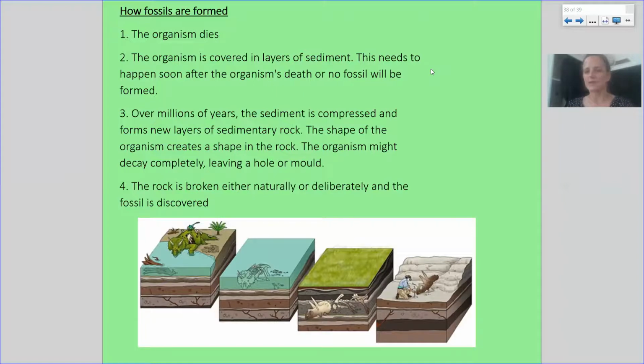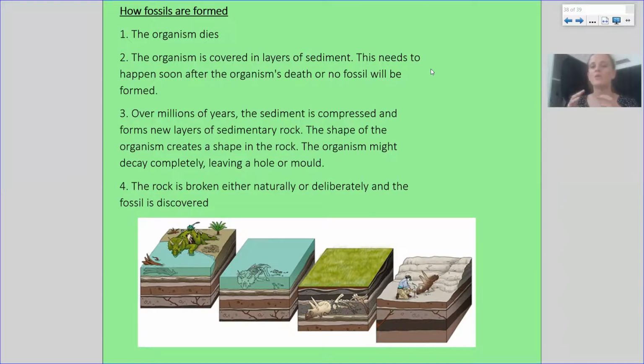So this drawing at the bottom of this picture will explain to you how a fossil is formed. In the first one, we can see there's a little dinosaur there, and it says first the organism dies, okay? This organism is then covered in layers of sediment, and this needs to happen soon after the organism's death or no fossil will be formed. Over millions of years, the sediment compresses, which means to push down, and forms new layers of sedimentary rock.